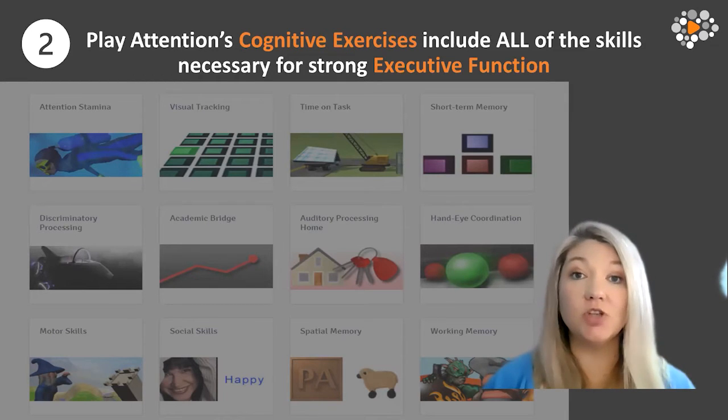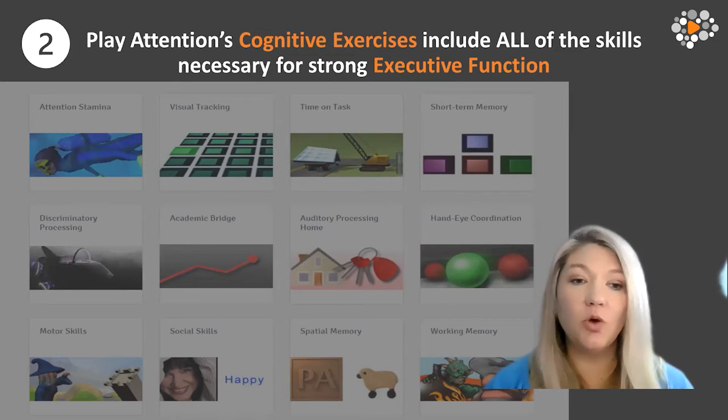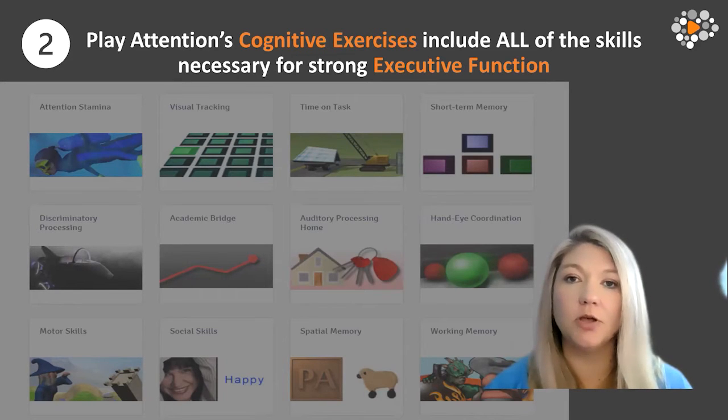So if an individual has a hard time taking in verbal information, auditory processing is the game for them. Hand-eye coordination and motor skills are working on those coordination. So the hand-eye is more of that fine motor, where the motor skills is more of that gross motor, the actual movement of the body and connection with that mind.